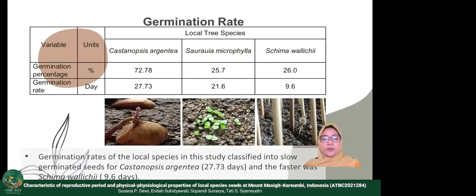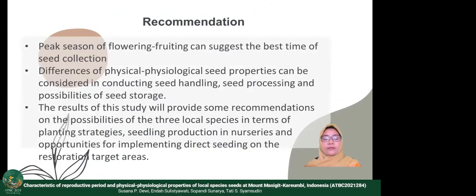Germination rate of the local species in this study was classified into slow germinated seed for Castanopsis argentea, and the fastest was Sima wallichii. Recommendation: peak seasons of flowering and fruiting can suggest the best time of seed collection. Differences in physical-physiological seed properties can be considered in conducting seed handling, seed processing, and possibilities of seed storage.